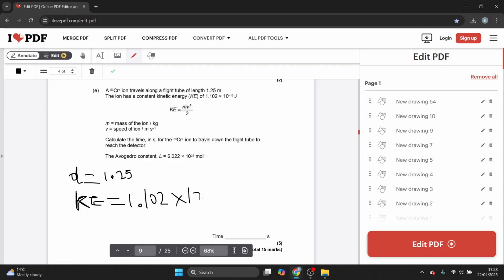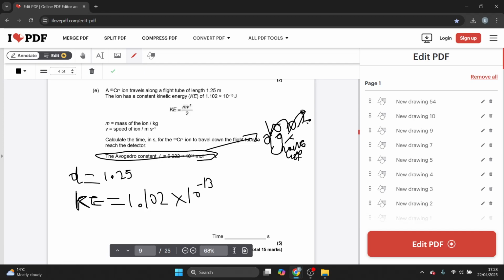I'm given Avogadro's constant, and what did I say previously? Be giving it 100%. Obviously I ain't got proof for that. Well, actually I have, because I've done a bunch of these questions, and 9 times out of 10, I'm going to say 99% chance you're going to have to use it. Please trust me on this: if you see this given in a question, you're going to use it at some point in the question.